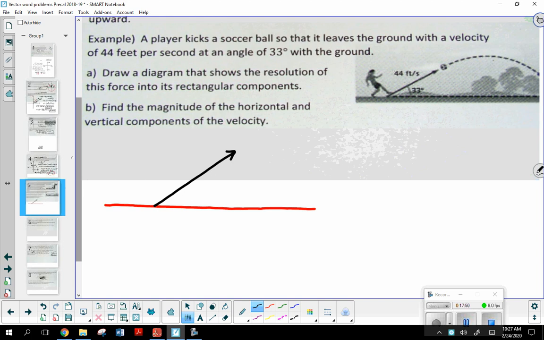Okay, and we know a couple things about this ball. This vector represents the ball itself. So how fast is it traveling? 44 feet per second, so that is the magnitude, that's the speed. And what angle does it create with the ground? 33 degrees. Okay, so 33 degrees. All right, now basically the component forms are exactly what I described. I said the ball was kicked to the right and up, so horizontally the ball is moving to the right, but it's also moving up at the same time. See, we're looking for 2 vector components that form a right triangle. Okay, these are what we call the rectangular components.